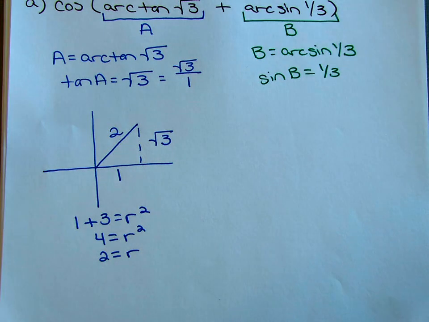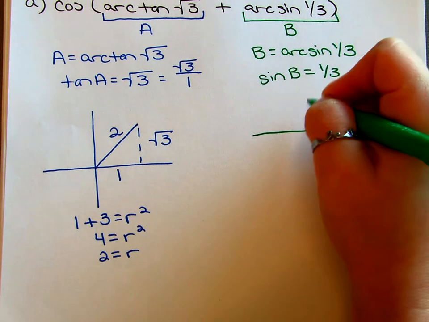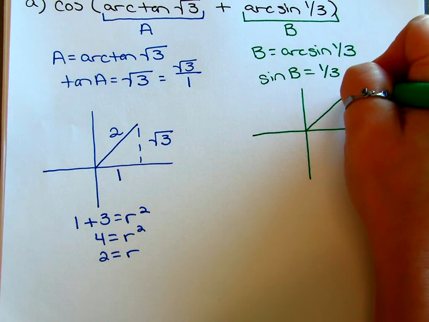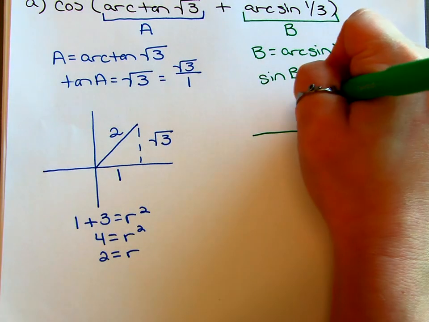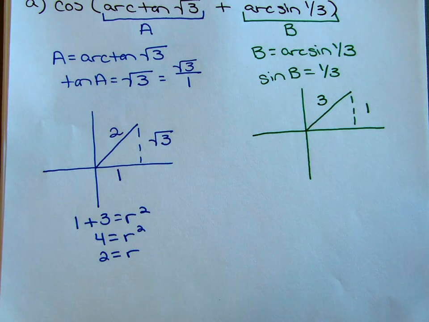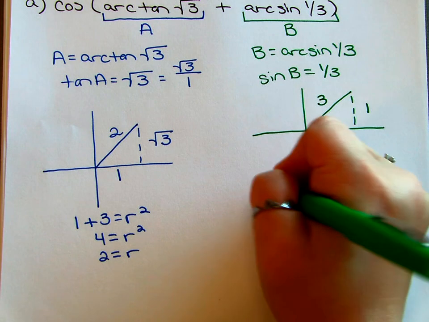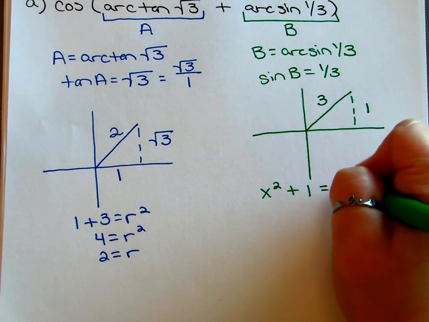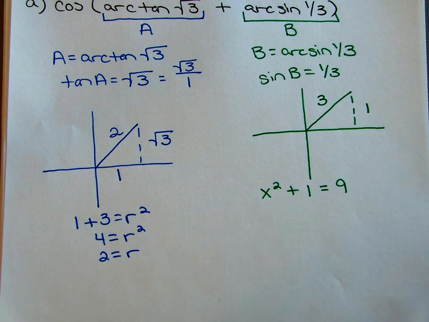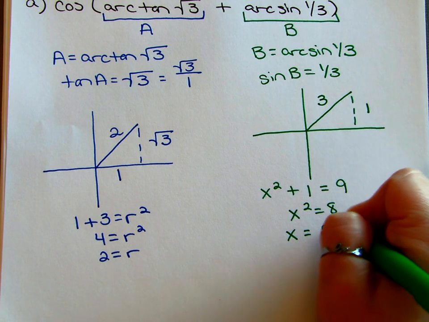Now sine deals with quad 1 and quad 4. Since it's positive, we're going to be in quad 1 again. And sine is y over r, so it'll be 1 over 3. And we need to figure out what our x is. X squared plus y squared, which is 1, equals r squared, which is 9. Subtract that, take the square root of both sides, and we find that x is 2 square roots of 2.